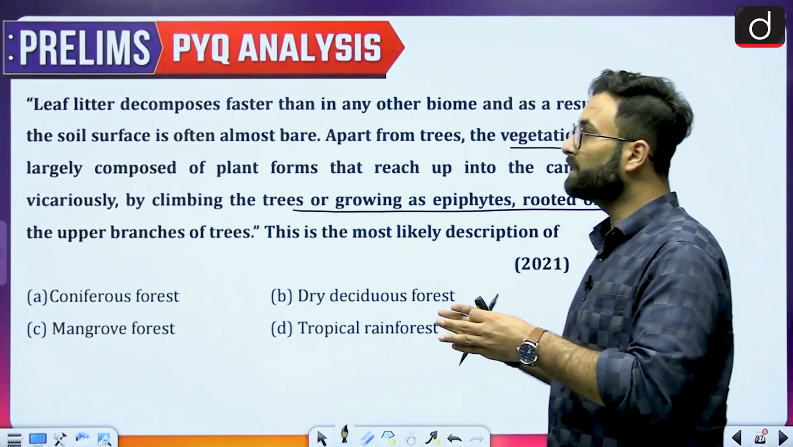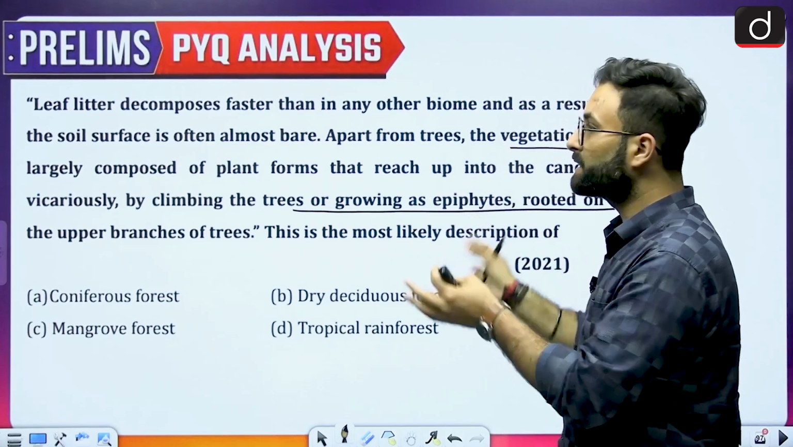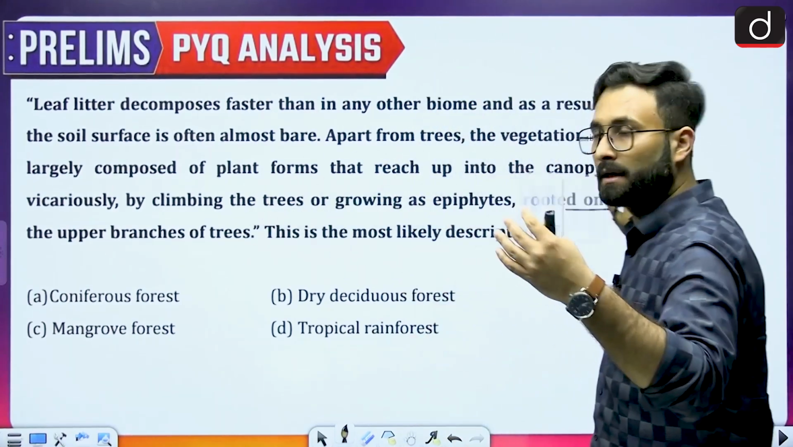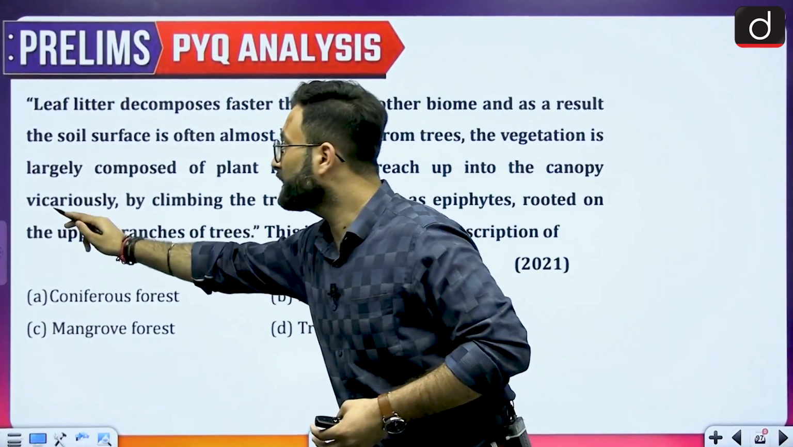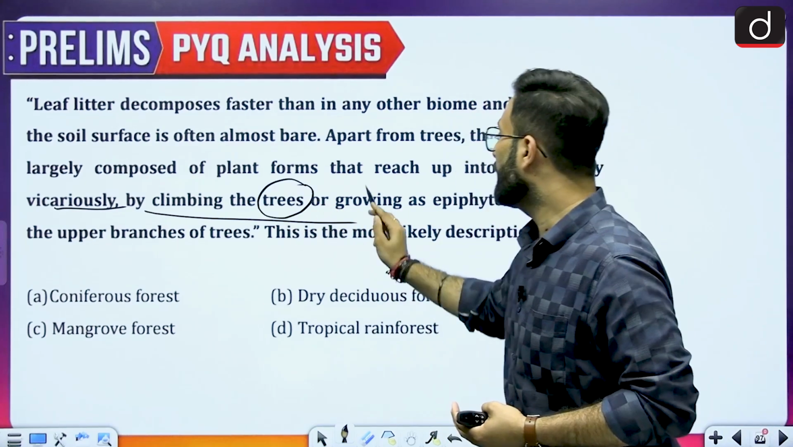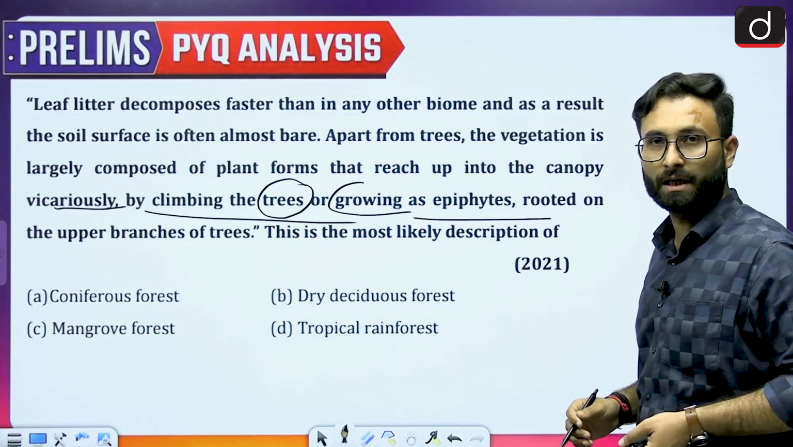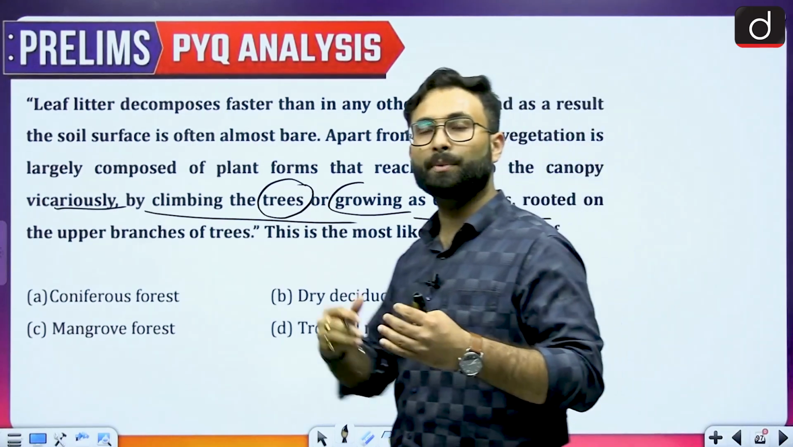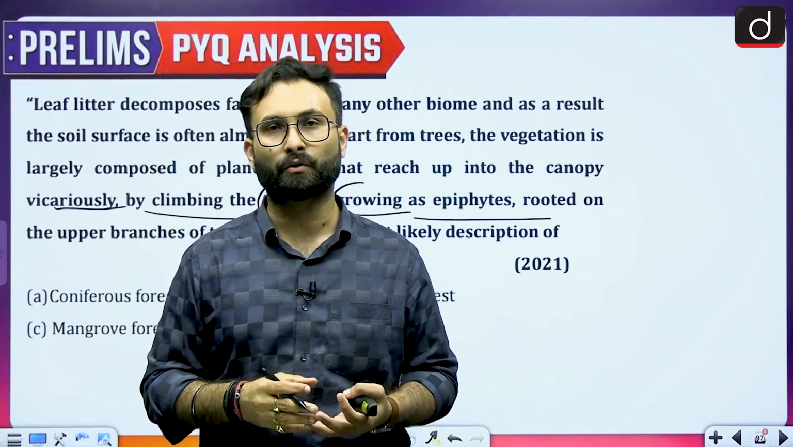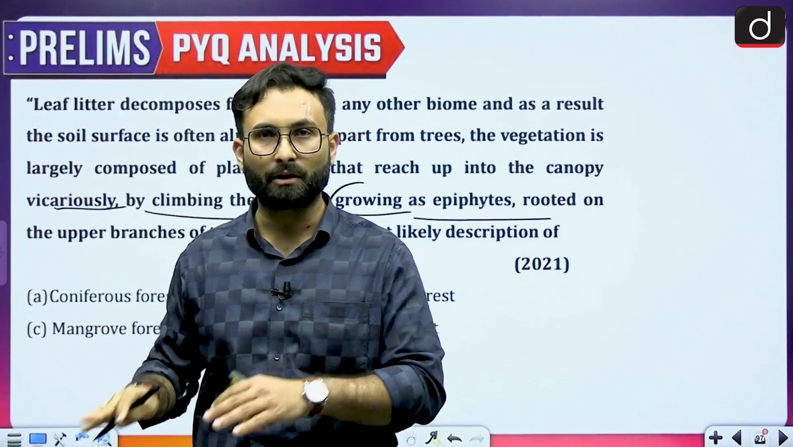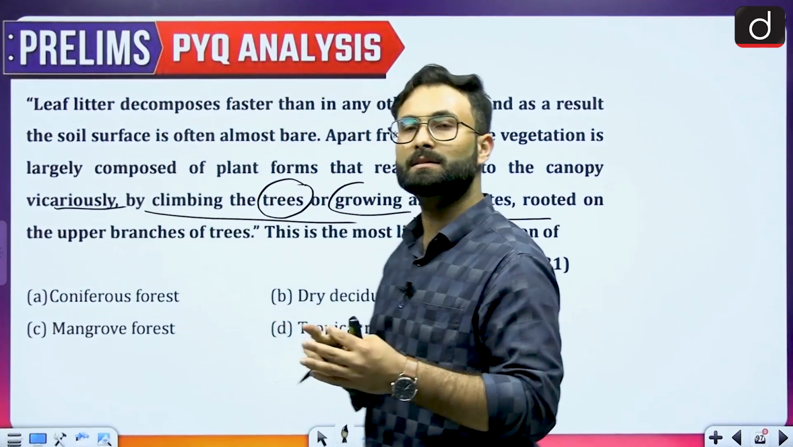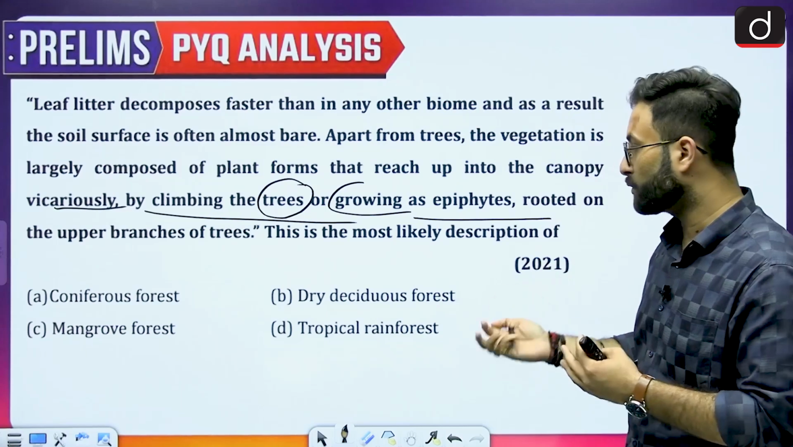Now if you look at the kind of description they are giving, they are saying that the canopy is so high. Okay, and the plants are vicariously using the sunlight by climbing the trees and growing as epiphytes. So basically what they are saying is that the canopy is so high that sunlight is not entering the forest, and the other plants on the ground are climbing on the trees to reach the top. Okay, so basically that is a feature of the tropical rainforest.